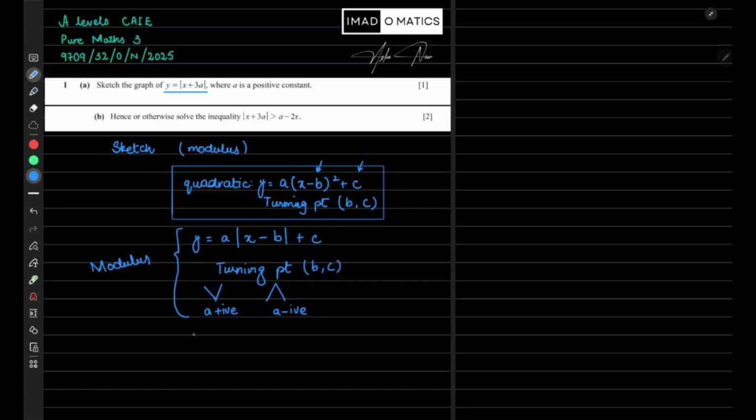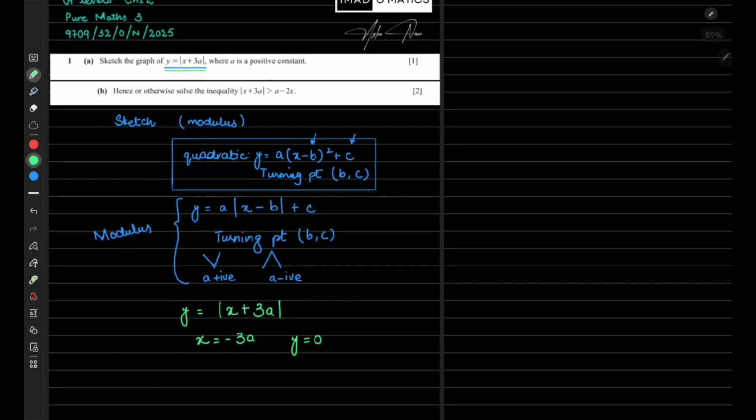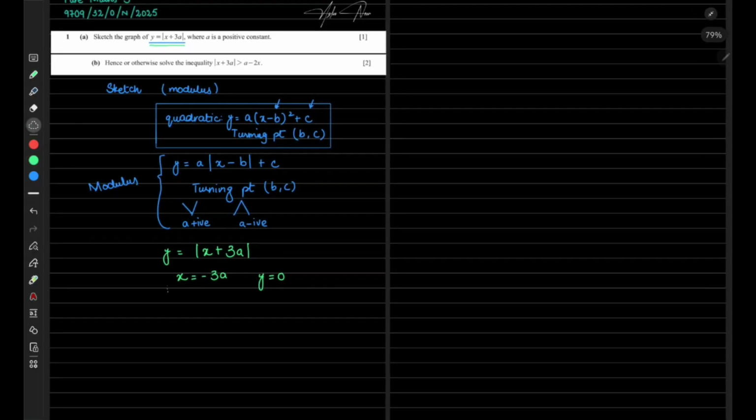Now let's understand and interpret this equation: y equals modulus of x plus 3a. That gives you the x coordinate to be minus 3a and y to be 0. So the coordinates of the turning point are minus 3a comma 0.